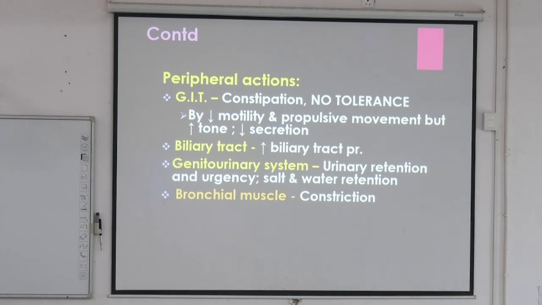Next is the genitourinary system. There will be urinary retention. Reflex will be inhibited. The external sphincter will be in spasm, and the detrusor muscle will be contracted. So there will be retention of urine. There will be urgency, but the patient cannot pass urine because the sphincter is closed. That's why don't give morphine to a person having benign hypertrophy of prostate gland.